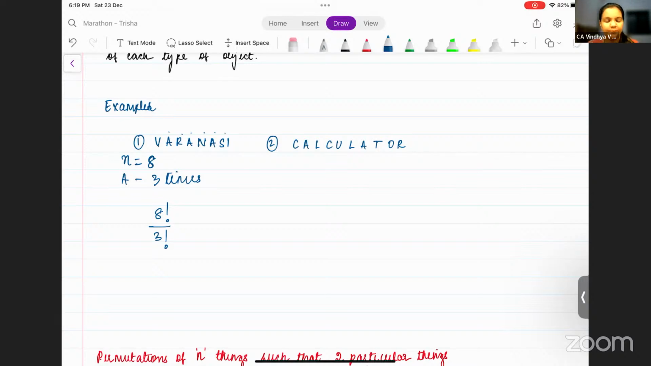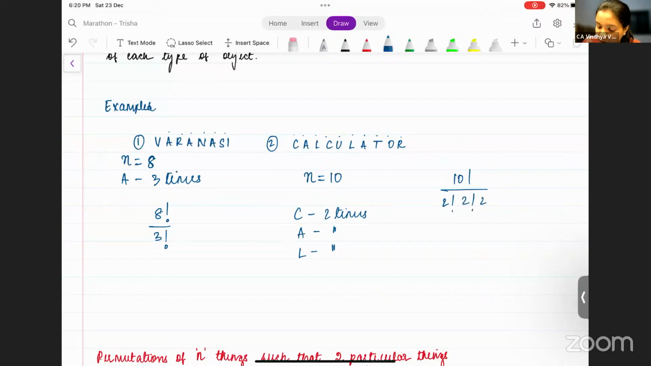Yes, correct. Okay. And when you come to the word calculator, how many alphabets do you have? 1, 2, 3, 4, 5, 6, 7, 8, 9, 10. So n is equal to 10, wherein C is repeated 2 times, correct? A is repeated 2 times, right? And L is also repeated 2 times. So you will get 10 factorial divided by 2 factorial into 2 factorial into 2 factorial. So anything that is repeated should be considered separately and divided.